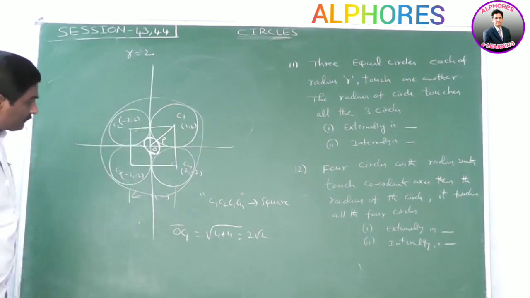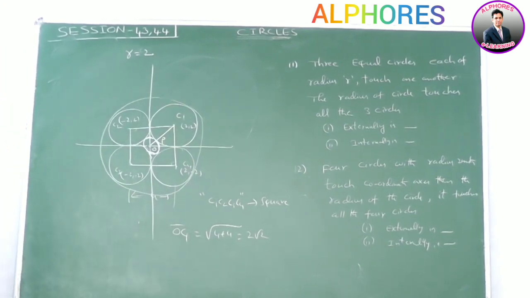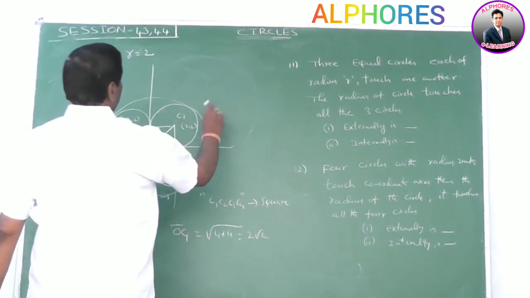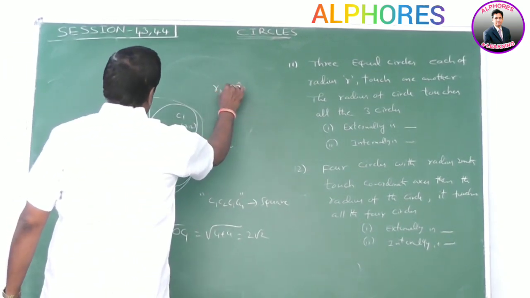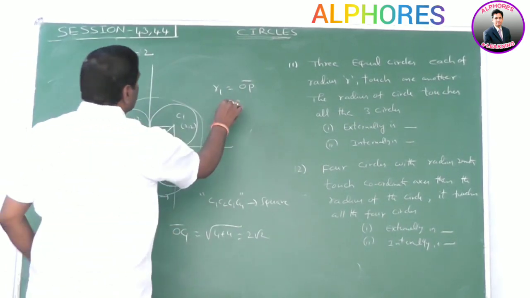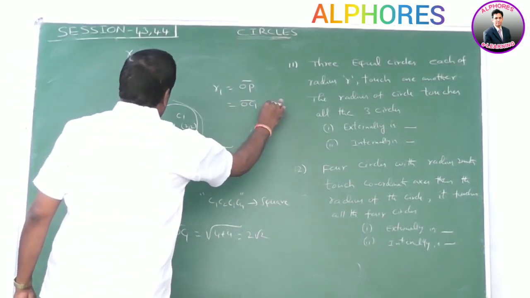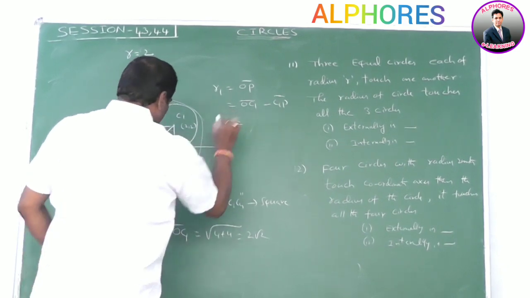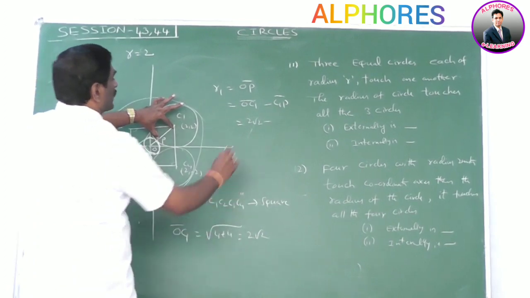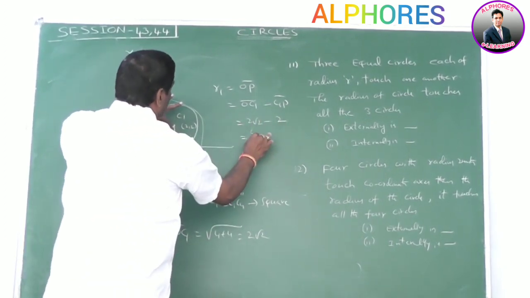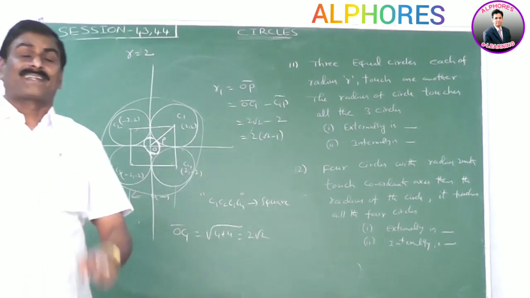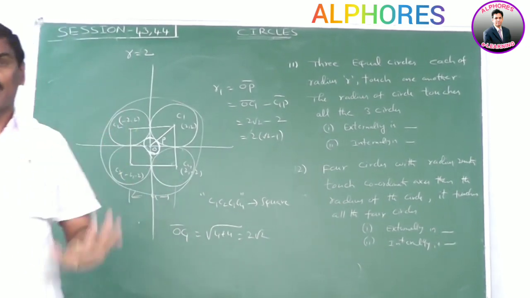Okay, let R1 be the radius of the circle which touches all the four circles externally. Then R1 is nothing but OP. OP is equal to OC1 minus C1P. OC1 is equal to 2 root 2. C1P is nothing but the radius of the circle, that is 1. So R1 is equal to 2 root 2 minus 1. It is the radius of the circle which touches all the four circles externally.